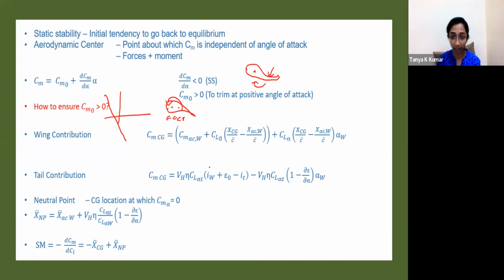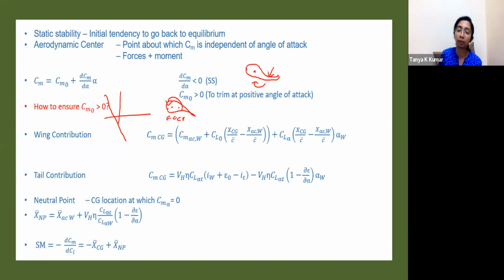Neutral point, analogous to AC for a wing, is the point about which Cm alpha for the entire aircraft remains constant, is 0. So the pitching moment about the neutral point remains constant during the flight, does not change with angle of attack. The equation for neutral point was derived in, I think, week 1. This is the equation.